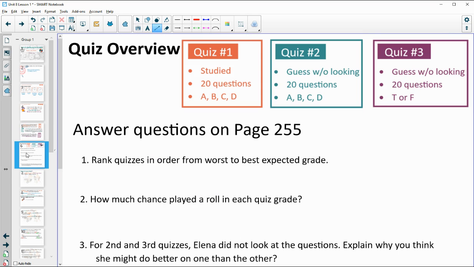So let's go ahead and answer some questions about these. I've recapped the quizzes on the top of the screen for you. In quiz 1, she studied. It had 20 questions. Each question had A, B, C, or D as a choice. Quiz 2, she didn't look. She just guessed without looking, 20 questions, multiple choice. Quiz 3, she again guessed without looking, 20 questions, and this time true or false. So answer the questions on page 255, and then come back to the video.